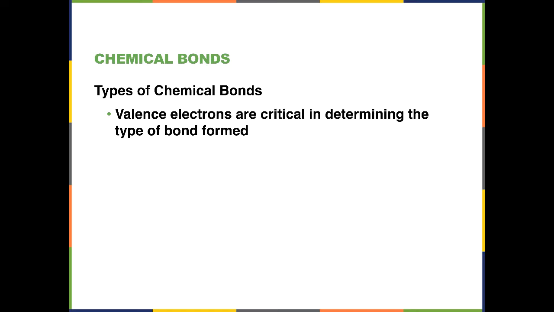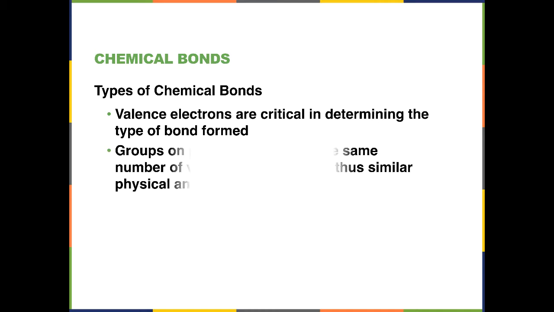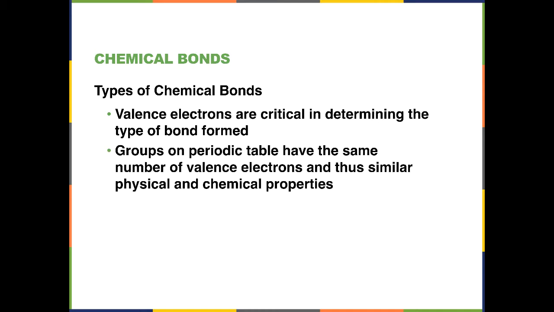The valence electrons are critical in determining the type of chemical bond that will occur. Now you'll recall that the valence electrons are the electrons that are in the outermost shell of the atom, and they are the ones that interact with other atoms and form chemical bonds. The groups on the periodic table are important because the group number is the same as the number of valence electrons, and thus that's why the atoms in the same group have similar chemical and physical properties.